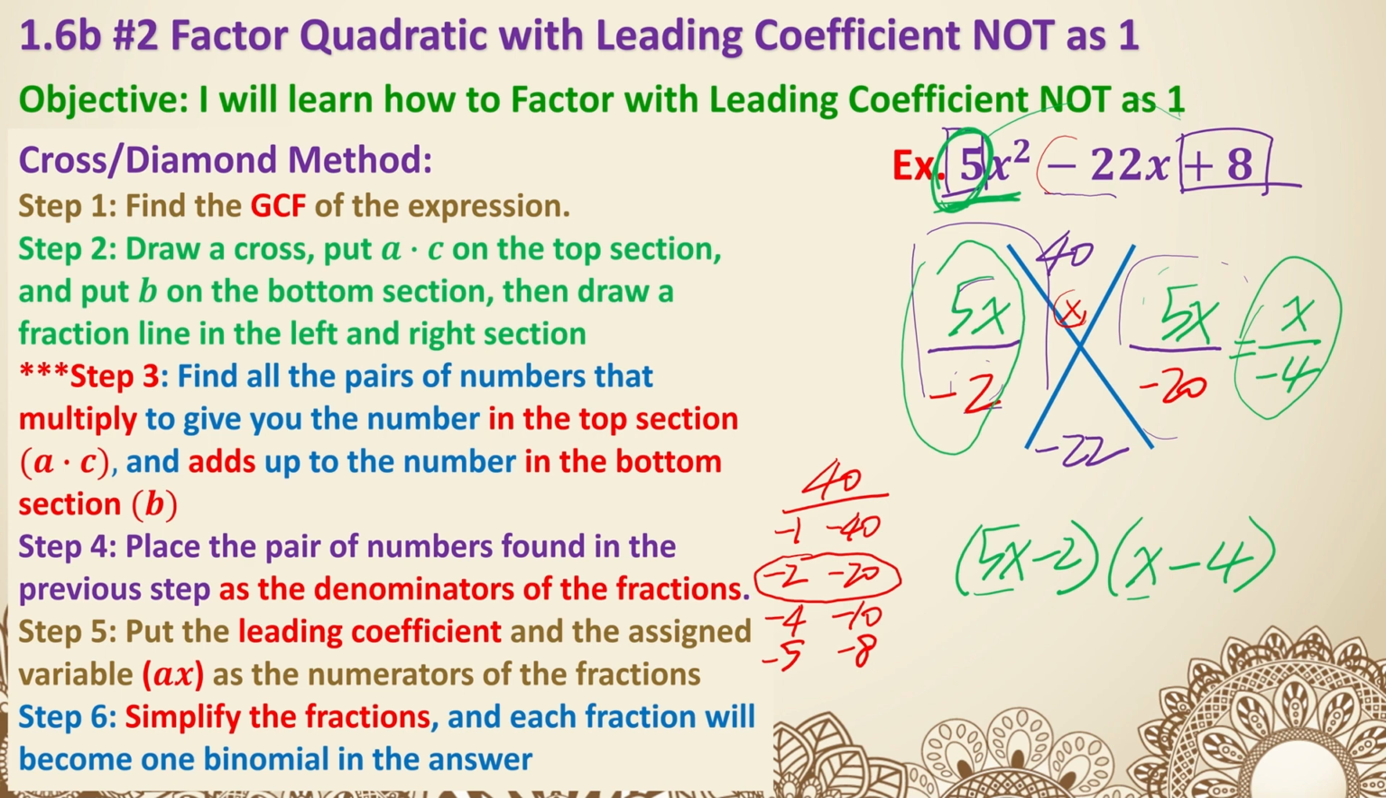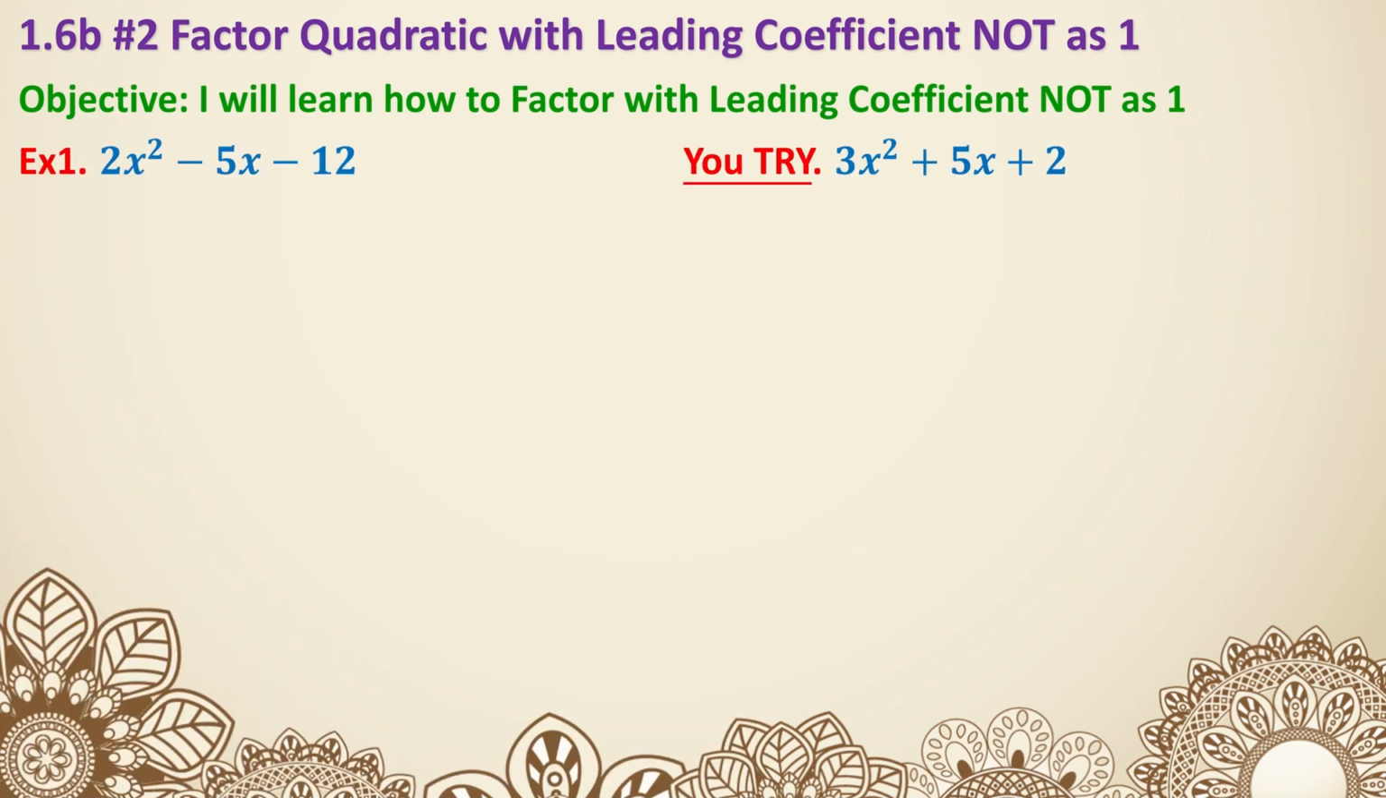Let's do a few more examples. Example 1. Set up the cross. On the top is a times c, so it's 2 times negative 12, which is negative 24. On the bottom, it's a negative 5. Then we draw fraction lines.